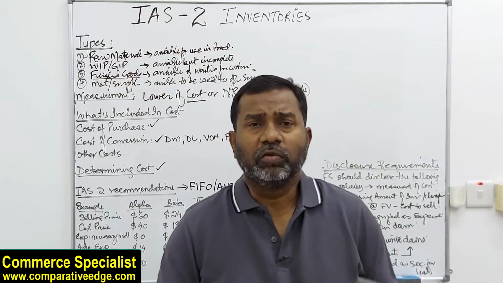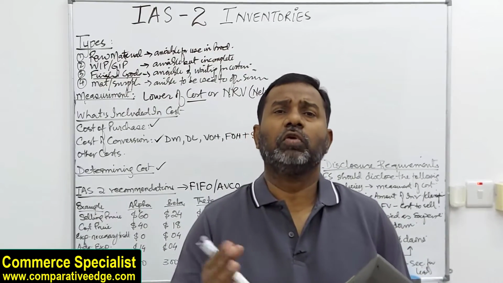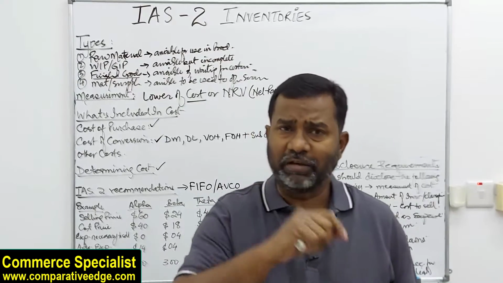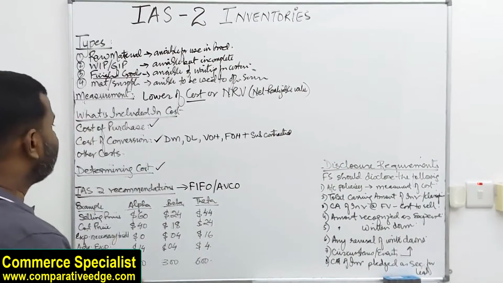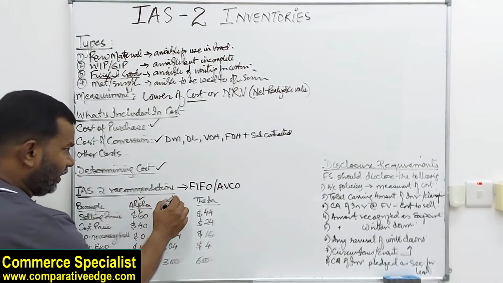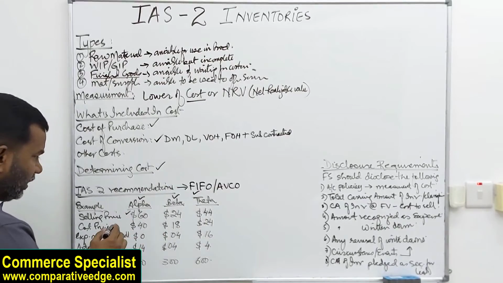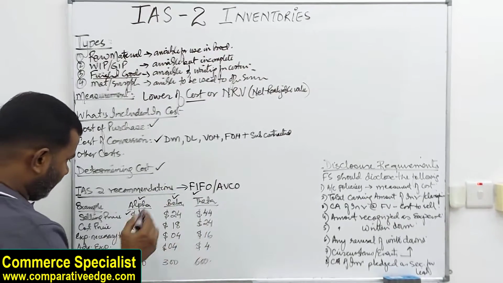Now guys, I'm doing a numerical example to explain to you how inventory is valued using lower of cost or NRV. So let's have a look at it. Here I've given you a question. There is a company which has 3 different products, alpha, beta and theta. Selling prices are given for all 3 products. Cost price, meaning purchase price, is given.